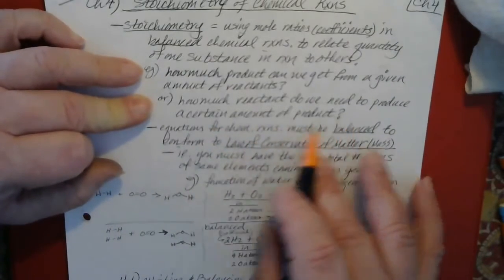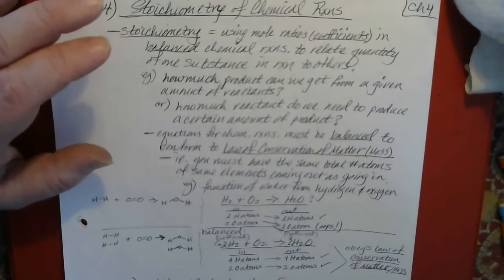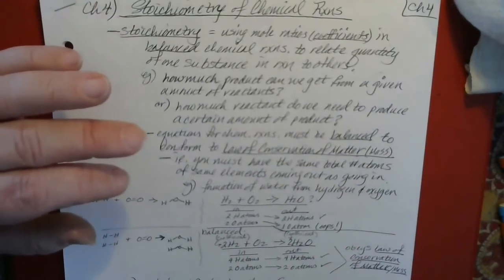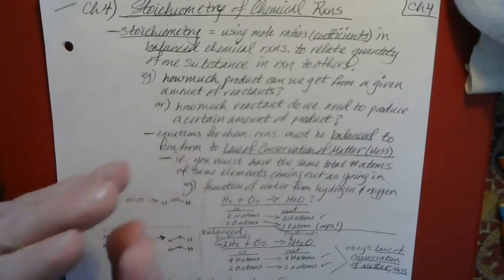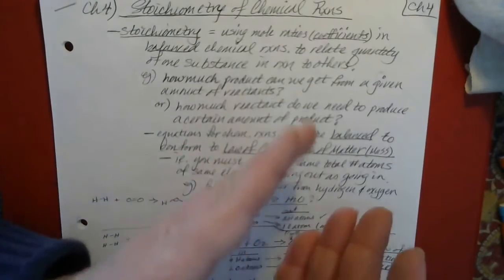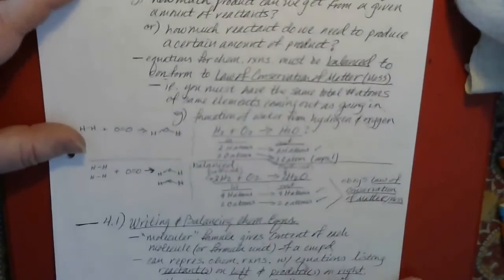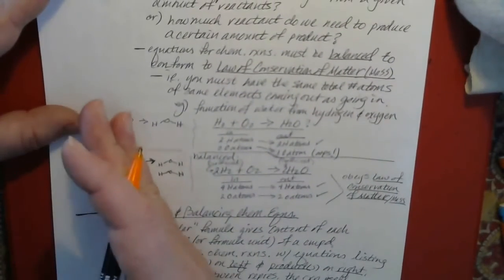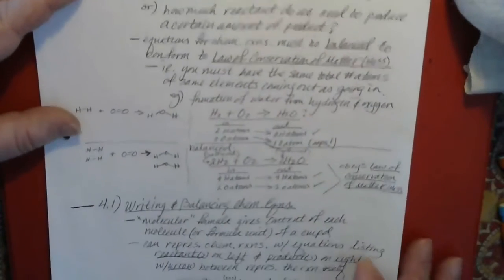Or say, if you've got a certain amount of one reactant, you've only got a limited amount of that one reactant. How much of the other reactant would you need to react with it? That kind of thing. Or if you get a certain amount of this product from the reaction, how much of the other product would you also get if there's more than one product?